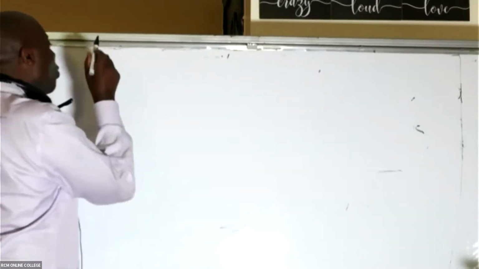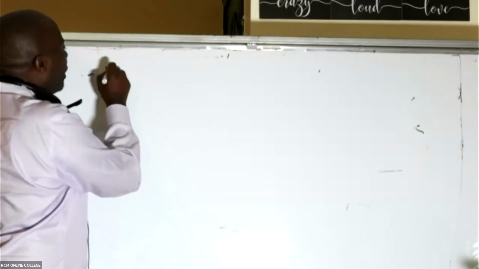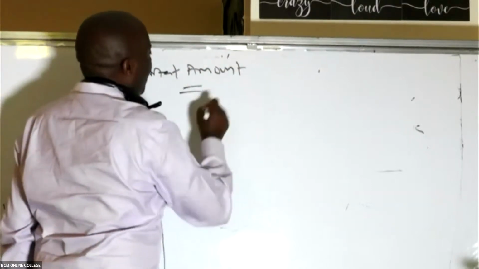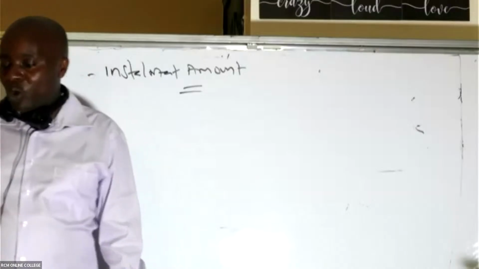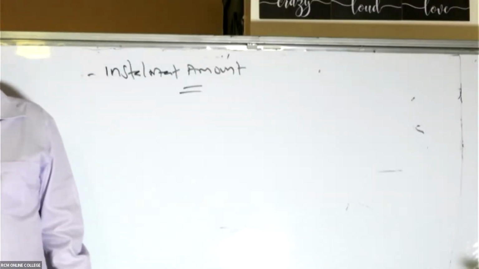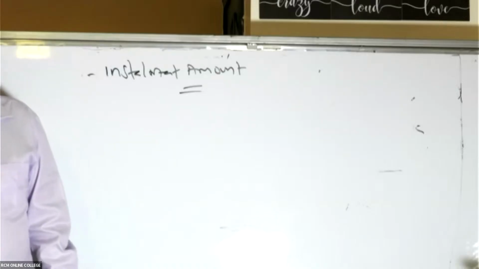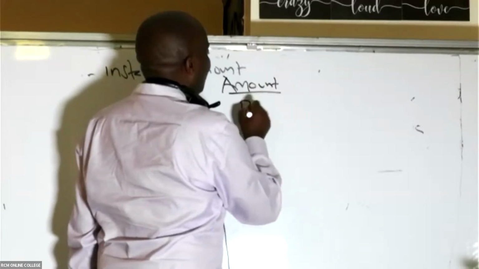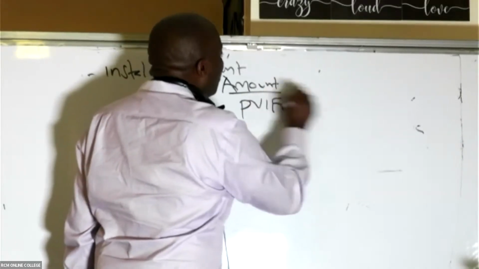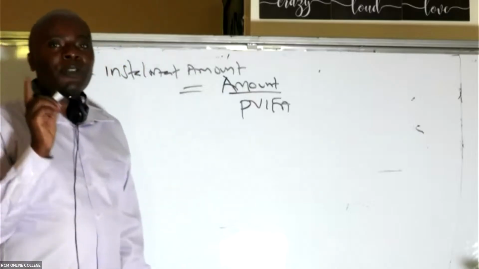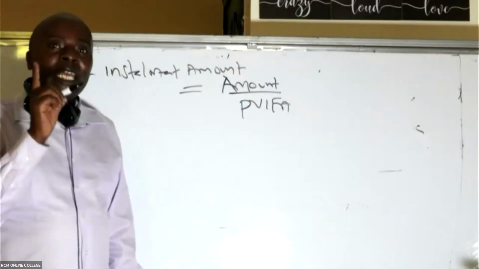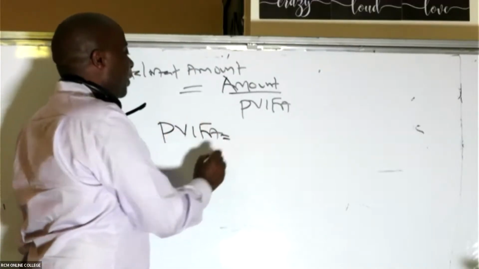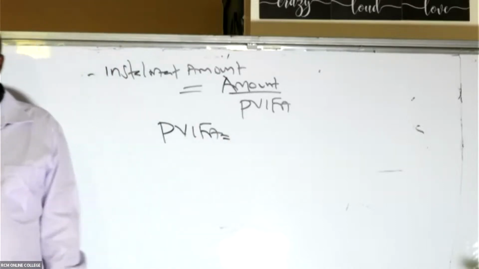To do a loan amortization schedule, we need the installment amount. Is there anybody who can remind us how we get this installment amount? Thank you so much, Winnie. Amount over PV-FA. I don't have a problem with the amount, which is 400,000, but I've got every problem with PV-FA. Very few students will get PV-FA right. Let me return the question back.